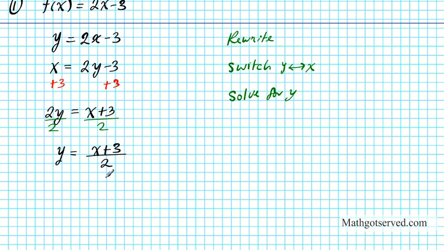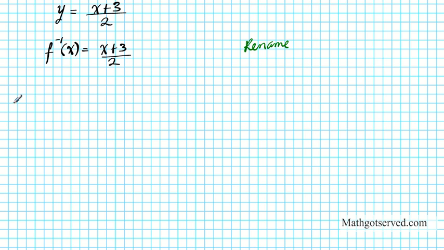Last but not least, we're going to rename it as the inverse. Since the original function was f of x, this is going to be f to the negative 1 of x equals x plus 3 over 2. Okay, let's move on to example 2.